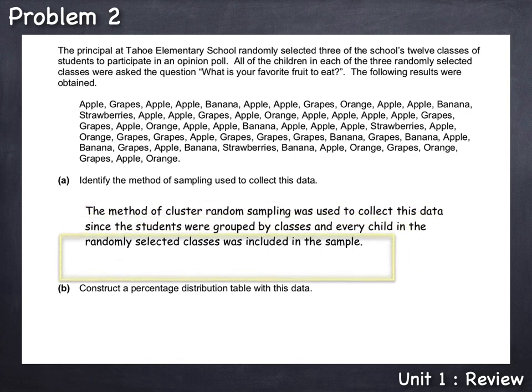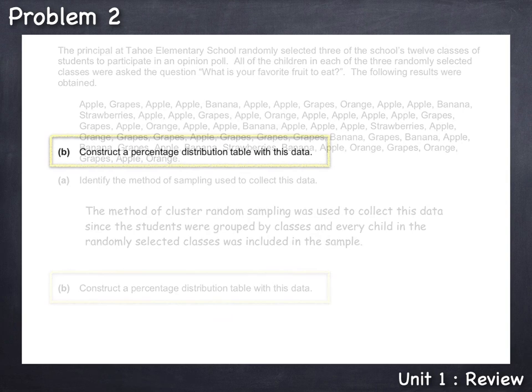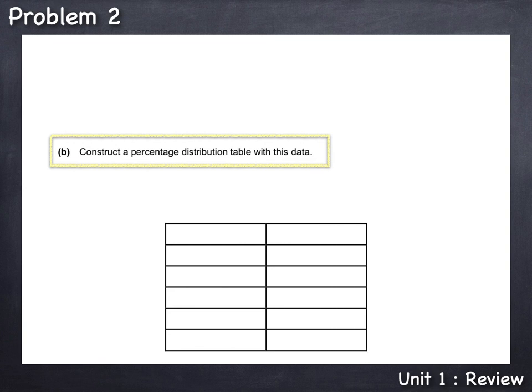Part B. Construct a percentage distribution table with this data. Well, in order to construct a percentage distribution table, we need to make a table. So a table consists of a rectangular array that is divided up into rows and columns. Now we need to label each of the columns.